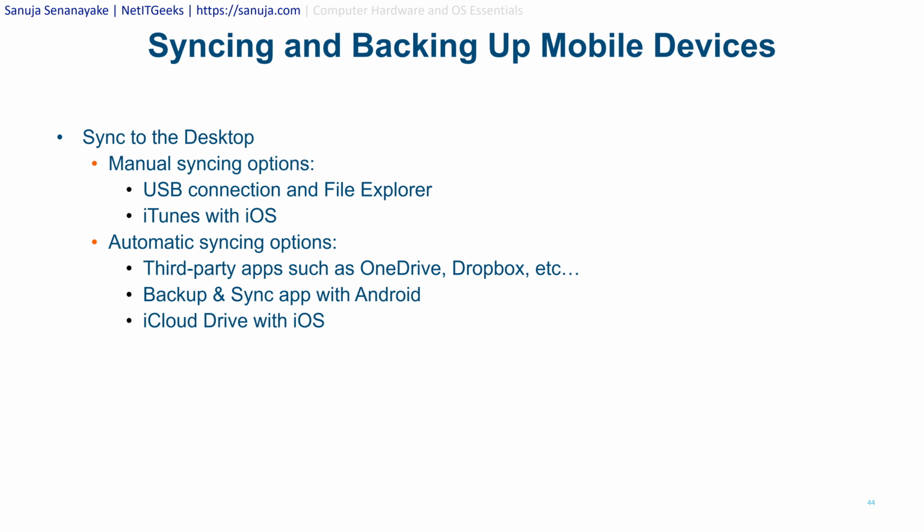You can simply connect to any Windows machine or Linux machine, browse through File Explorer or the file browsers on Linux, and then copy and paste or save your data to your desktop machine. Automatic syncing options include third-party apps such as OneDrive, Dropbox, etc., as well as the Backup and Sync app with Android and iCloud Drive with iOS.